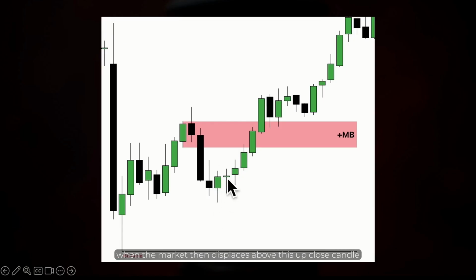When the market then displaces above this upclose candle with this very strong close, we can anticipate that this upclose candle is likely going to function as support next. And from that moment in time, we can change our idea from bearish to bullish. Notice that this upclose candle does in fact function as support on price right here, before we see the market expand towards the buy-side liquidity engineered above this high.